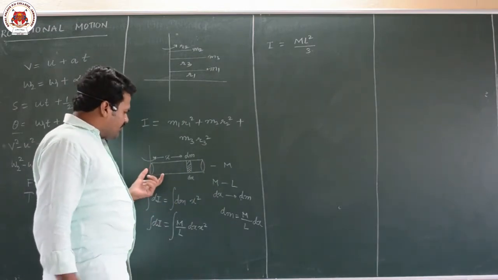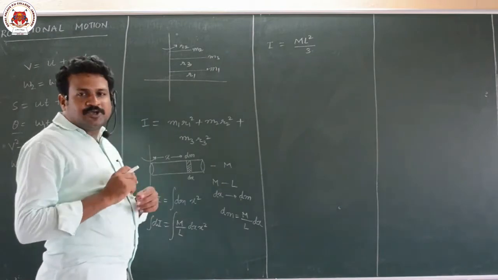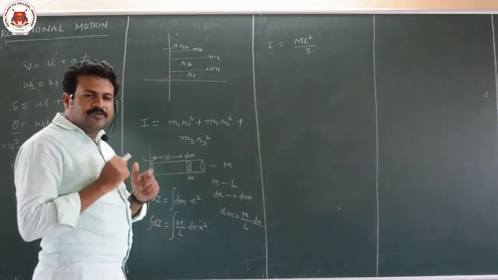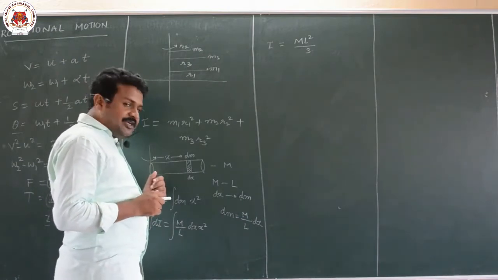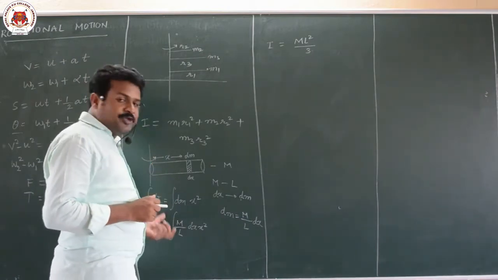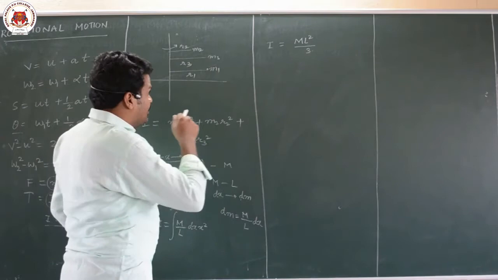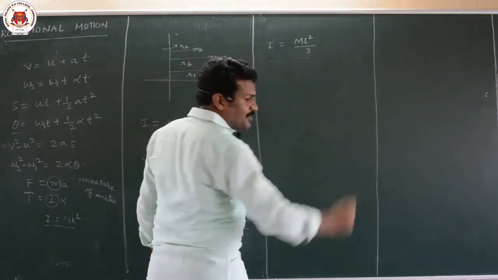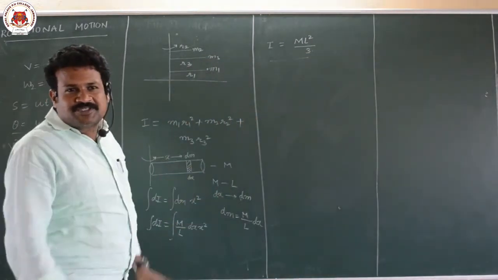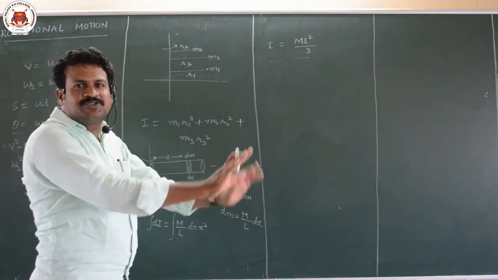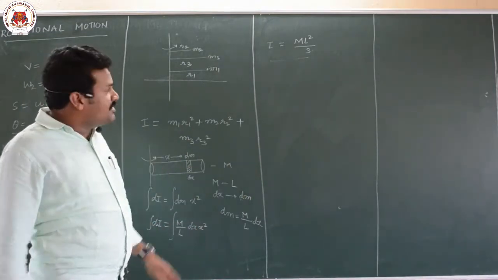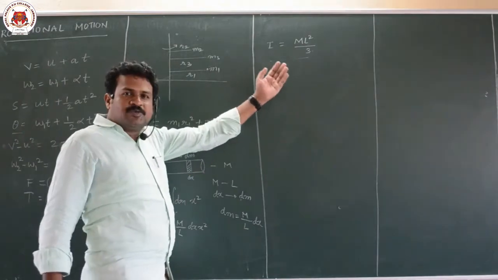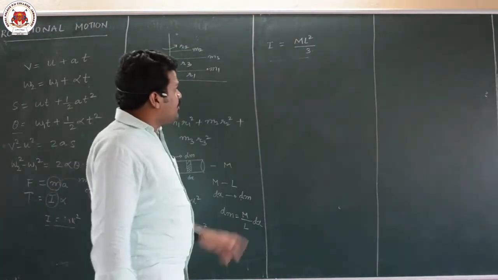So for the rod, when you are rotating it from the end, just now I have shown with my pen, I want more torque. When I am rotating it from the center, I want less torque. We can prove this here. Torque depends upon moment of inertia, just as force depends upon mass: how much mass there is, that much force you have to apply. To move a heavy object, we require more force. Similarly, if moment of inertia is more, we require more torque. So ML square by 3.